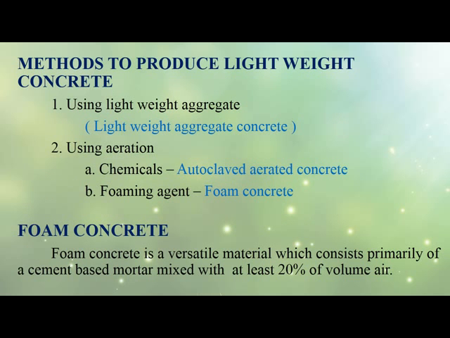Lightweight concrete can be produced in two ways: using lightweight aggregate by replacing the normal conventional aggregate, and by using aeration by chemicals and foaming agent. Foam concrete is a versatile material which consists primarily of a cement-based mortar mixed with at least 20% volume of air.